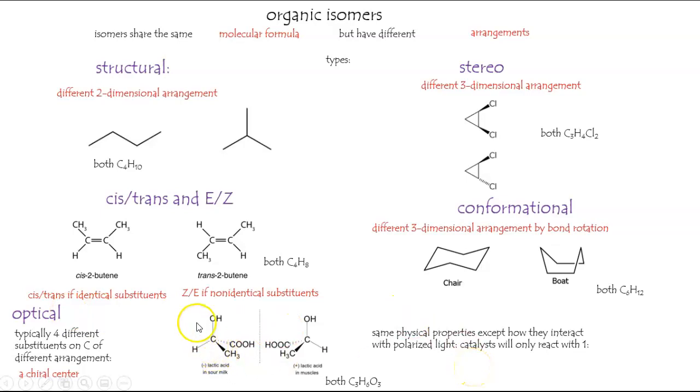And these two substances, their relationship has a word, they call them enantiomers. So that's a little bit about different types of organic isomers.